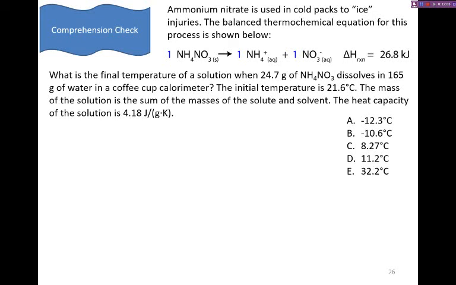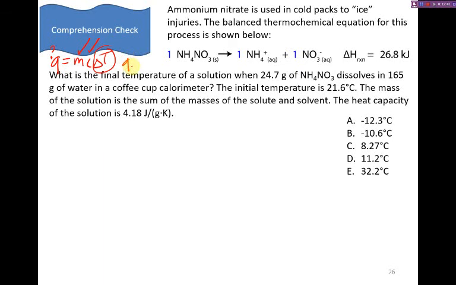So in this case, we don't need to worry about a limiting reactant because there's only one reactant. So we can go right away. This is our equation that we're going to use. We're looking for the final temperature, so we need to find the change in temperature. We're given the mass of the solution and the specific heat, and we need to find the heat that's involved.